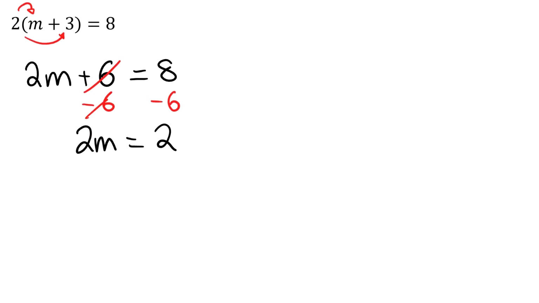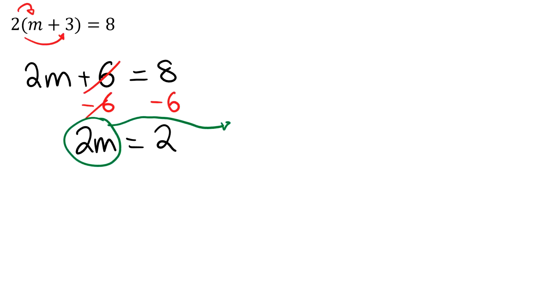I then need to separate the 2 and the m here. I would choose a different color. And remember, this is the same as having 2 times m. So the opposite of times is division. So we're going to divide both sides by 2. They cancel out and we're left with m equals 1.